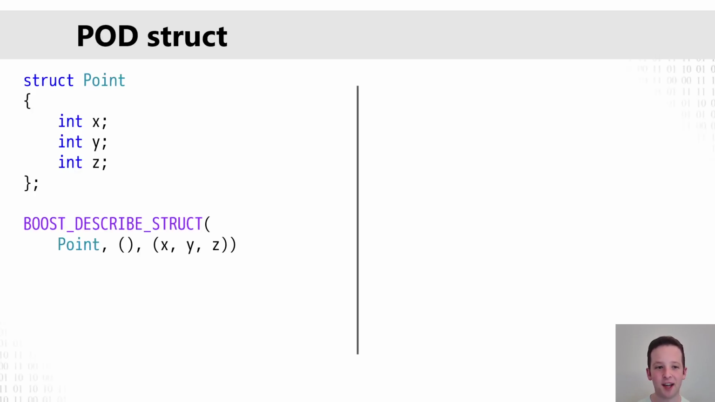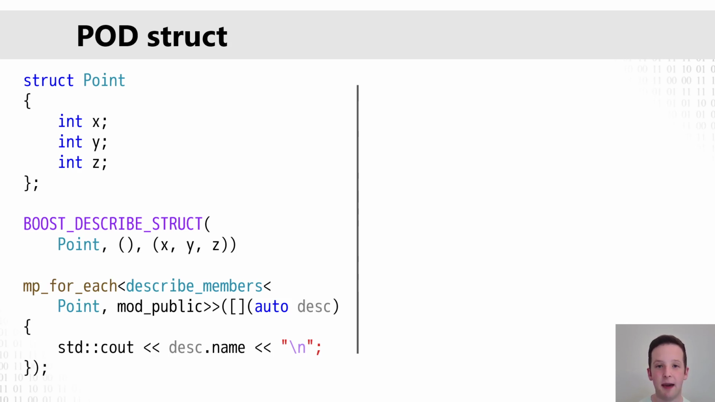And to start, let's talk about that it just knows the names of your members. So I have a simple POD struct. It's just a 3D point. And I want to register it with the library. So I call BOOST_DESCRIBE_STRUCT with the type, with the list of base classes, and then the list of members. And after that, the type is registered with the library. And then I can query different things about the names of the members of the type.